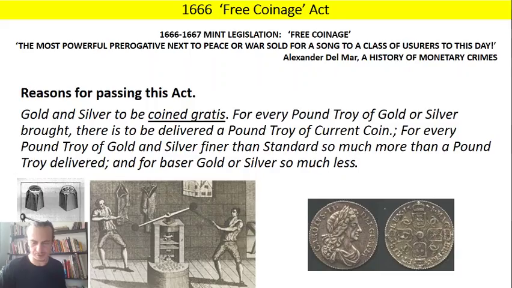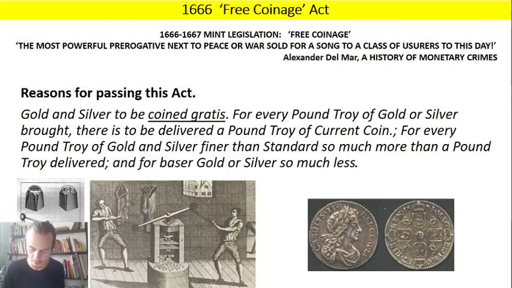So Charles almost succeeded in creating sovereign currency. Didn't work. And the goldsmiths got together with the Dutch to conspire to create the Free Coinage Act of 1666, the Devil's Year. And so the mechanism of this act was deceptively simple.